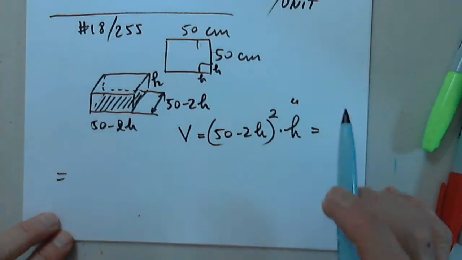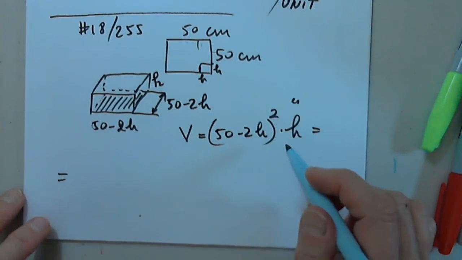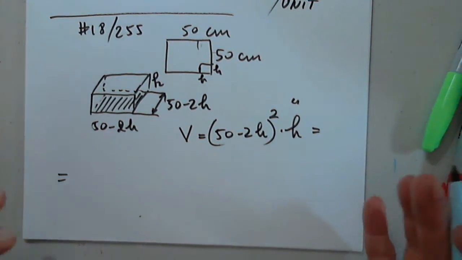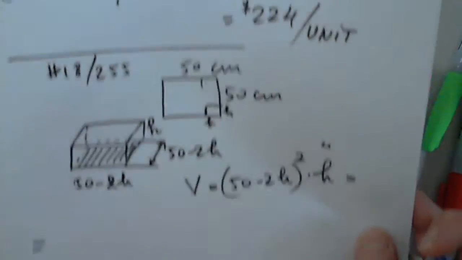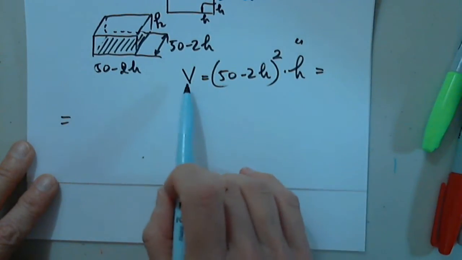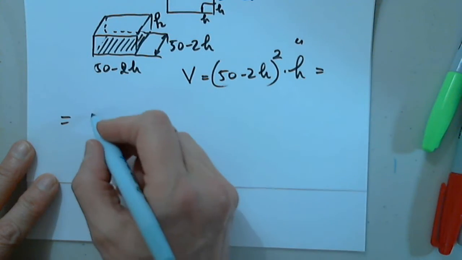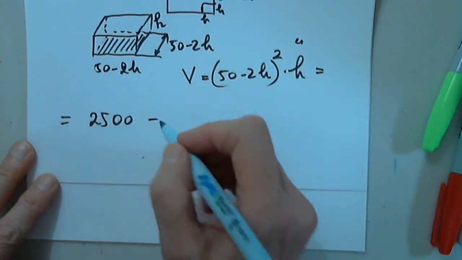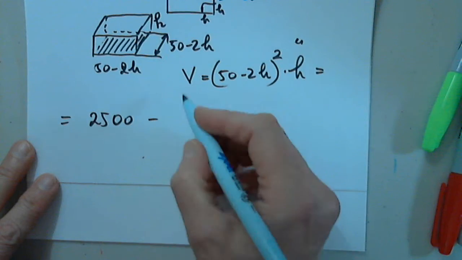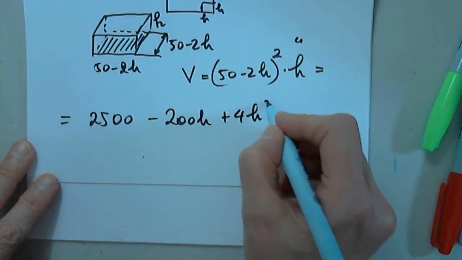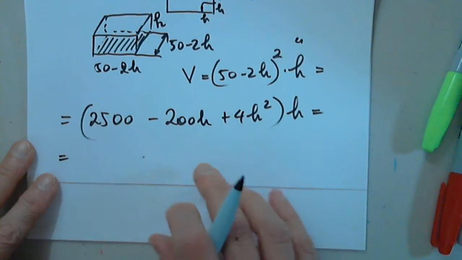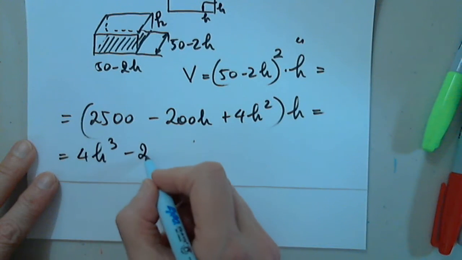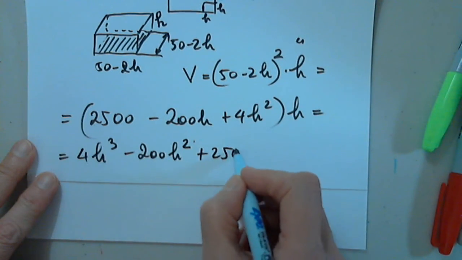Now, the question is, if I want to do that, because I need to differentiate, we can do it without expanding, or we can do it expanding. It doesn't matter. Okay, so 50 squared is 5 squared, which is 25, and 2 zeros, minus 2 times 2 is 4, 4 times 50 is 200h, and plus 4h squared, and multiplied by h. And now I will distribute h, presenting everything in descending order. So 4h to the third minus 200h squared and plus 2500h.